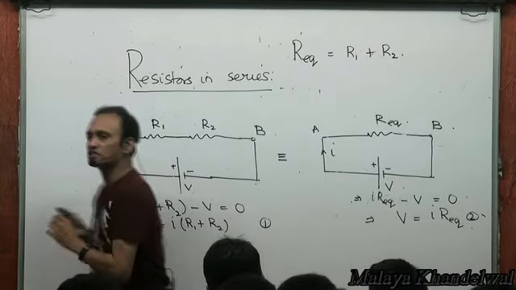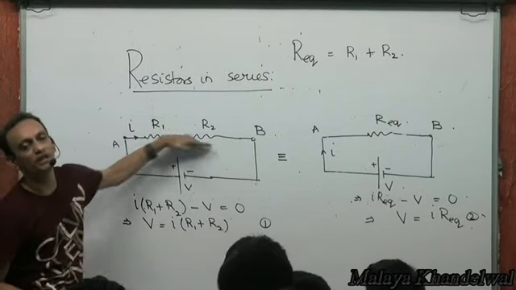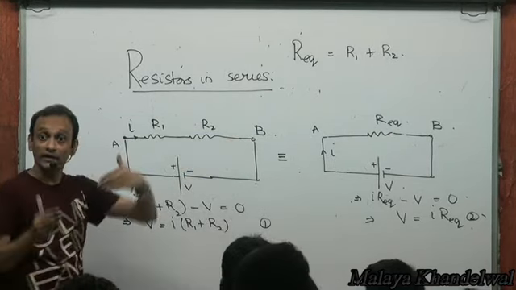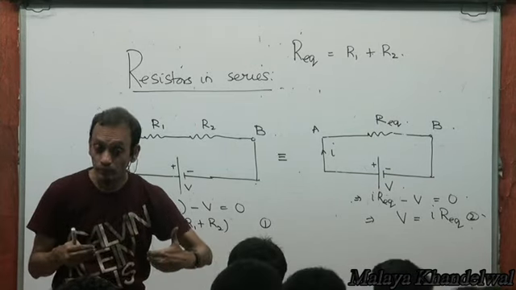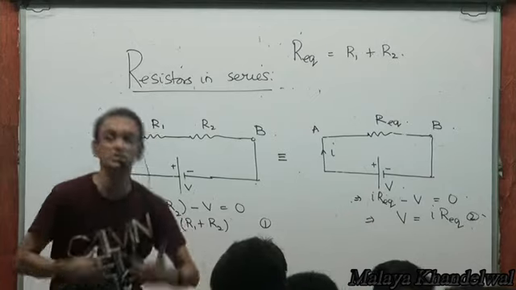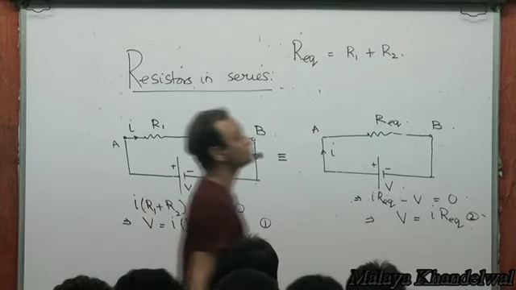So if you have resistors in series, they can be replaced by a single resistance, which would be the sum of the resistors. And whenever I say resistors are in series, it's about connected in a manner that the same current flows through them. That's when they are said to be in series, right?